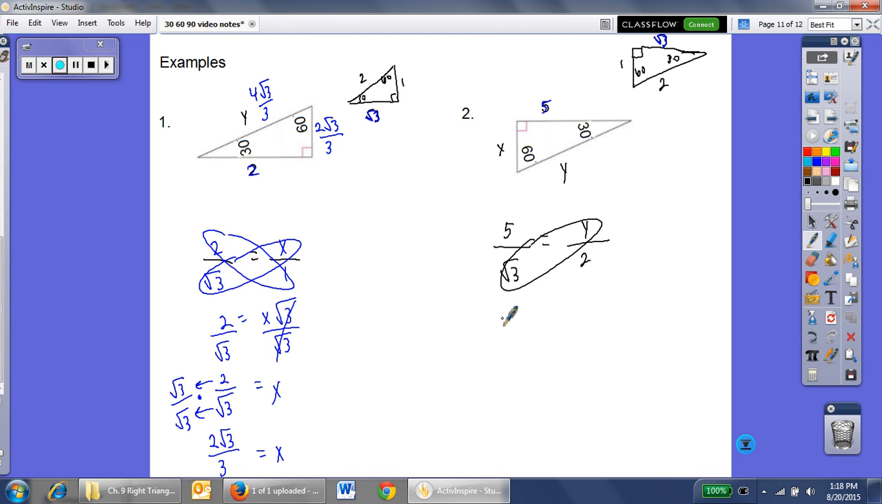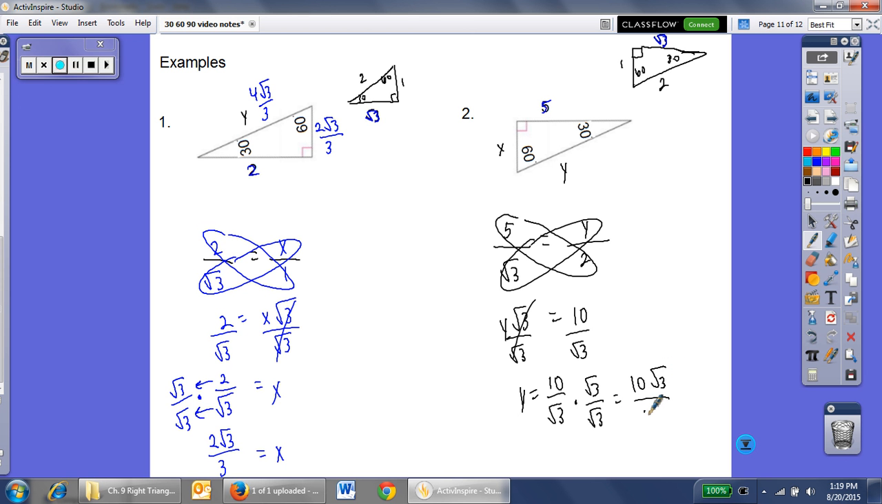Okay, so cross multiply. So we get y square root 3 equals 5 times 2 is 10. Divide by square root 3 on both sides. We get y equals 10 divided by the square root of 3. And we can't leave that square root sign on the bottom, so multiply by square root 3 over square root 3, and we get 10 square root 3 over 3.